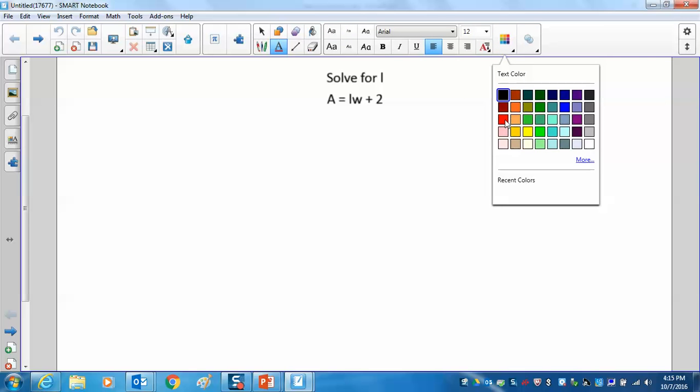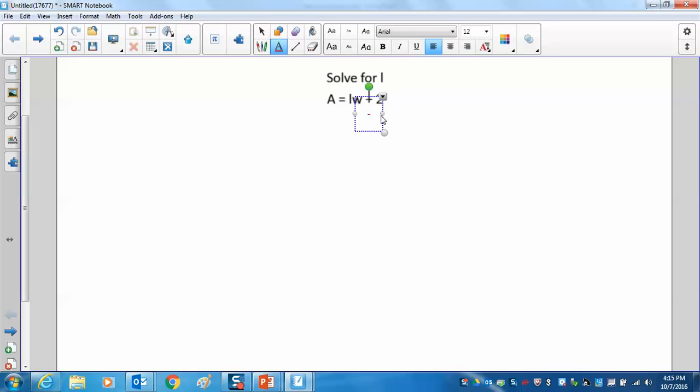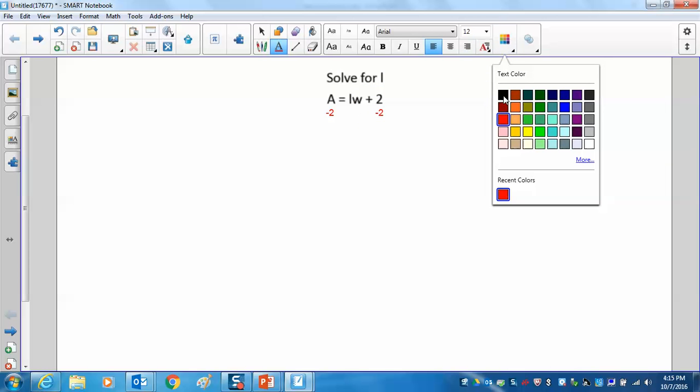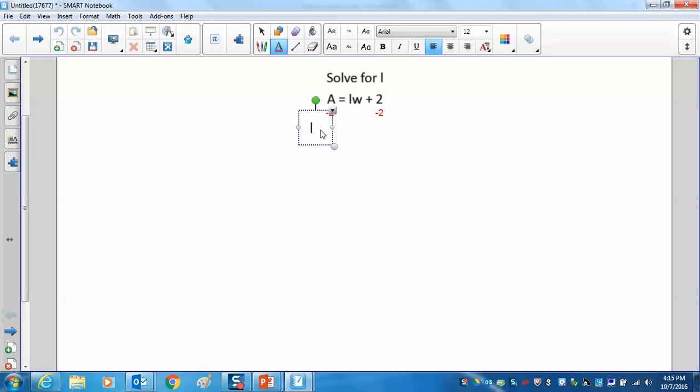Let me use a different color here so you can see it. We're going to subtract 2 from the right side, and we need to subtract 2 from the left side. And when we do that, we don't need to actually do much math. That's the beauty of literal equations. We're just going to string our terms along. So when we subtract 2 from both sides, we are left with A minus 2 on the left side, and on the right side, we have L times W. The plus 2 and the minus 2 canceled each other out.